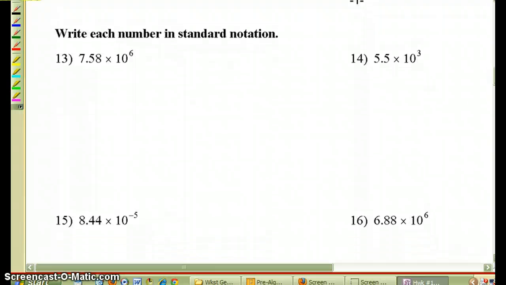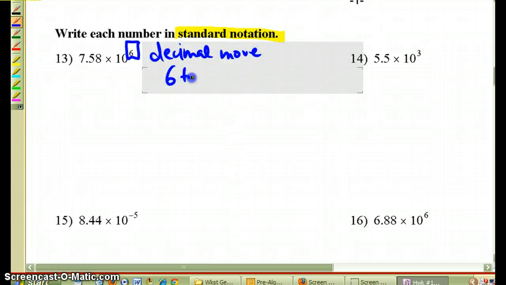And on number 13, the back side, I'm going to take this scientific number and write it in standard notation. So I'm going to look at the 6. That's going to tell me how many times to move the decimal. So 6 means 6 times. The decimal is going to move 6 to the right, because it's a positive. Left if it was negative.